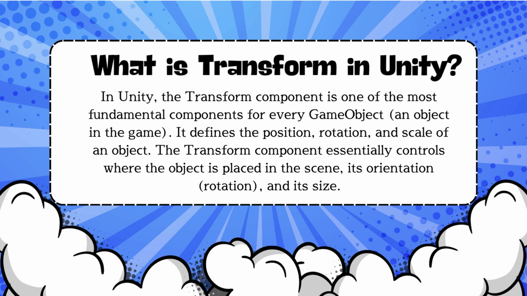What is transform in Unity? In Unity, the transform component is one of the most fundamental components for every game object and object in the game. It defines the position, rotation, and scale of an object. The transform component essentially controls where the object is placed in the scene, its orientation, rotation, and its size.